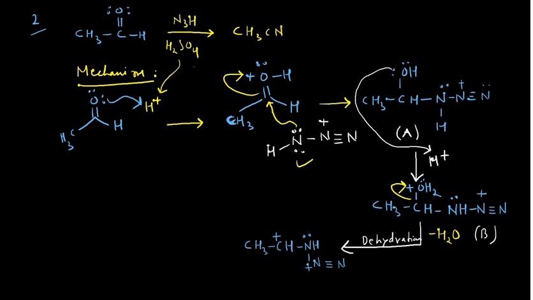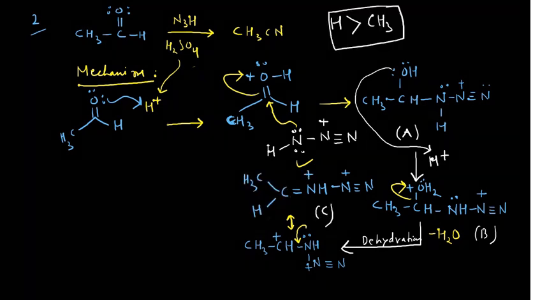And after that, one more thing you can do here: the resonance structure is possible for this one. So I am drawing the resonance structure. See, this has moved from here to here. So you may have this species CH3CH double bond NH single bond N triple bond N with positive. So you have this species.